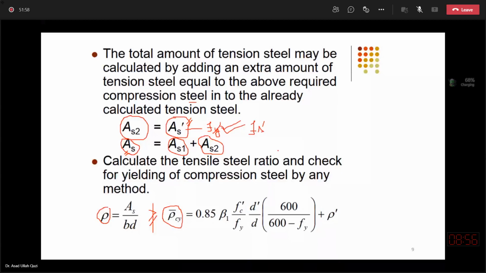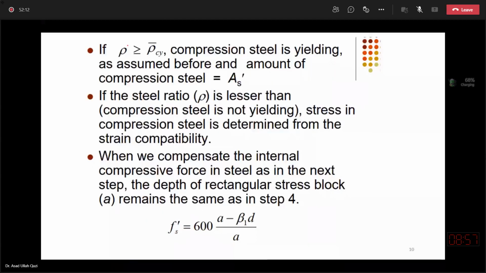However, whatever adjustment you make will only be on the compression side. So what is explained here is that if rho is greater than or equal to rho Cy, compression steel is yielding and design is over. If it is less, compression steel is not yielding, so stress in the compression steel is determined from strain compatibility. To calculate how much the stress in the compression steel is, if it is not yielding, you will call the same equation based on strain compatibility.